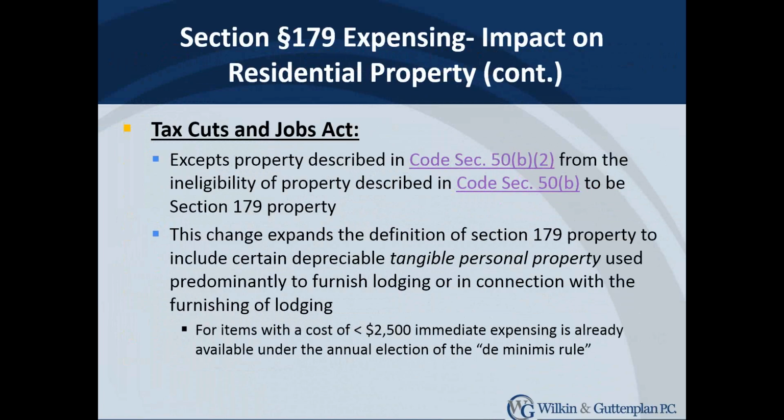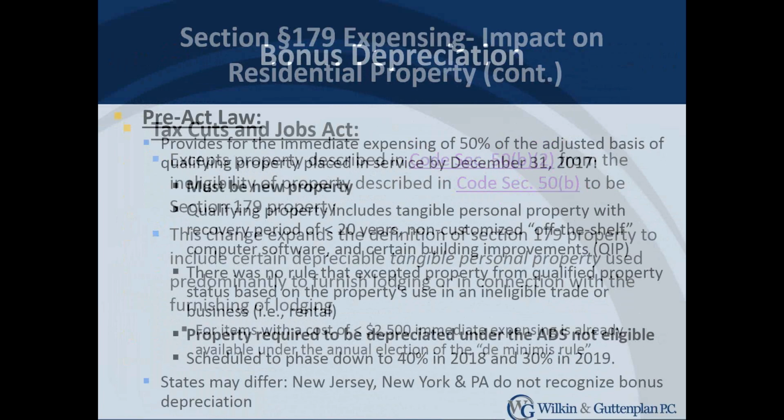For those of you who are familiar with the de minimis rule, we already are able to write off purchases where a per item cost is less than $2,500. So in the context of multi-housing and residential, we already have an existing write-off, but this might be applicable to some other assets greater than $2,500.